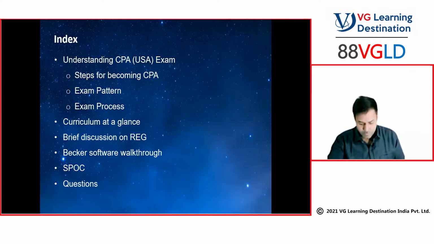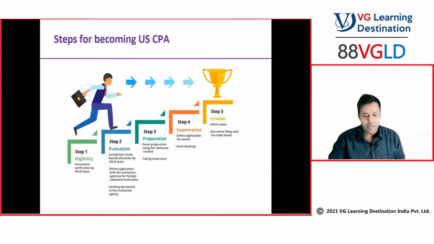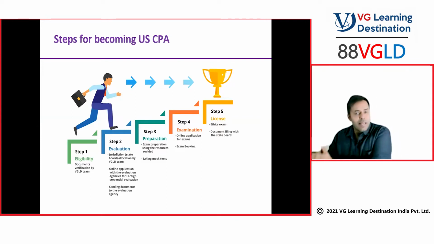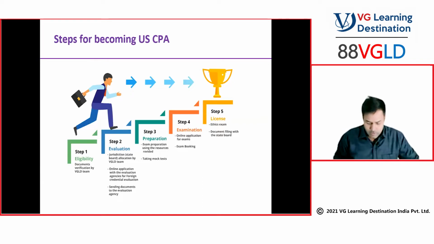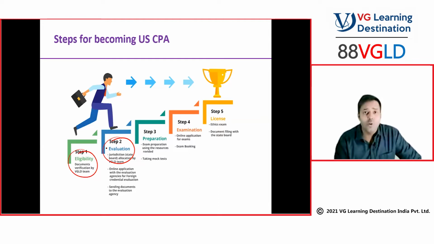Okay, these are the 5 steps for you to become a CPA. First get your eligibility done, get your evaluation done, after that start preparing for your exam, and lastly take your exam and apply for the license. All steps are very important. The first 2-3 steps, which are about the eligibility and the evaluation, are more procedural, but in the CPA they are also very crucial.